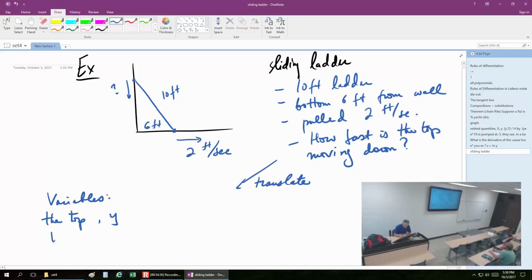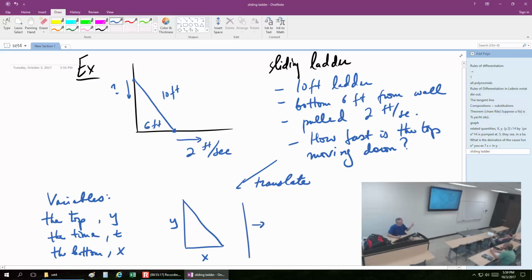Time? Time. How about we call it t? And the third variable is x, and what is it? The bottom. The location of the top, how high it is, and the location of the bottom, how far it is from the wall. So this is what we're talking about. This is x, and this is y. Okay, all right. So now let's translate this.